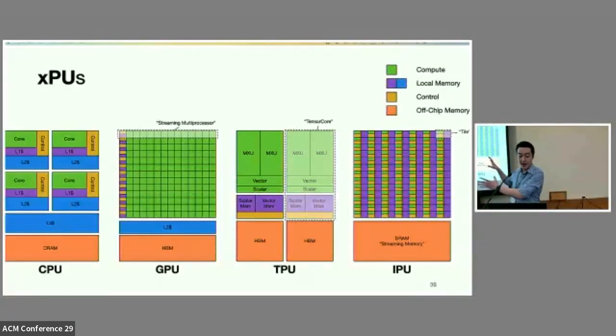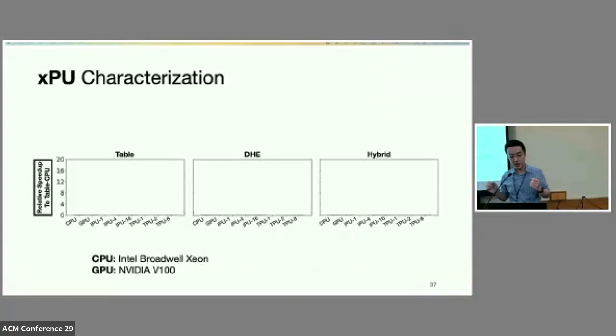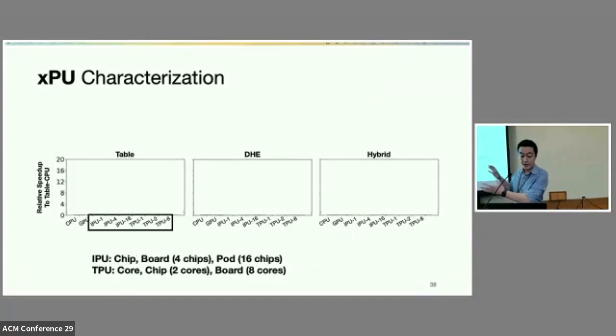So if we take a step back and look at all these architectures, we see how a wide range of use cases, like the different representations we introduced earlier, can be supported and accelerated. Here are some highlights of how they interact with the representations we just saw. For each embedding representation, we evaluate speedup against a baseline of running embedding tables on CPUs. We use a Broadwell server for CPU and V100 for GPU. And for the accelerators, we evaluate a different number of nodes. For IPUs, there are chip, board, and pod levels. And for TPUs, there are core, chip, and board levels.